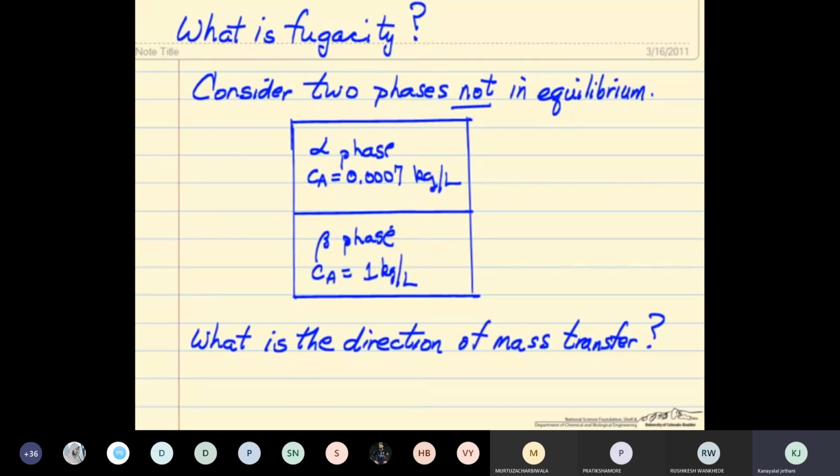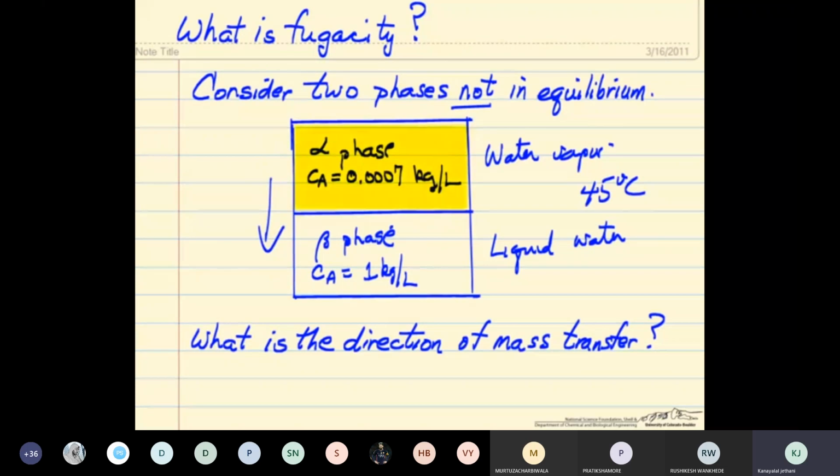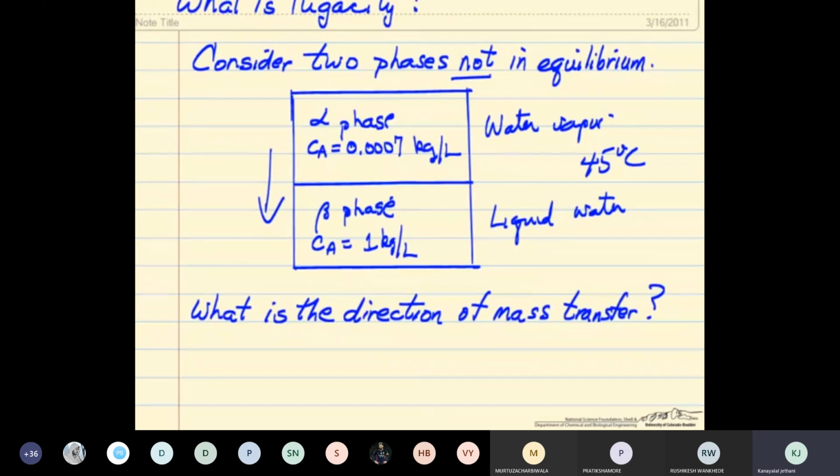However, for this particular system, if this phase was water vapor, and this phase was liquid water, and we were at 45 degrees C, then mass transfer would be in this direction. Because this concentration, if we look at steam tables, is actually higher than saturation pressure. So equilibrium would be a decrease to saturation pressure. And so this means we can't use concentration as our determination of direction of mass transfer.